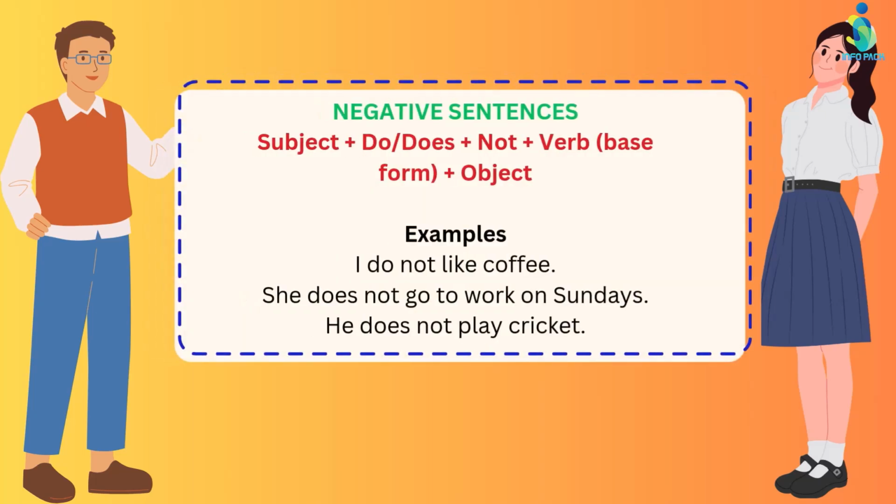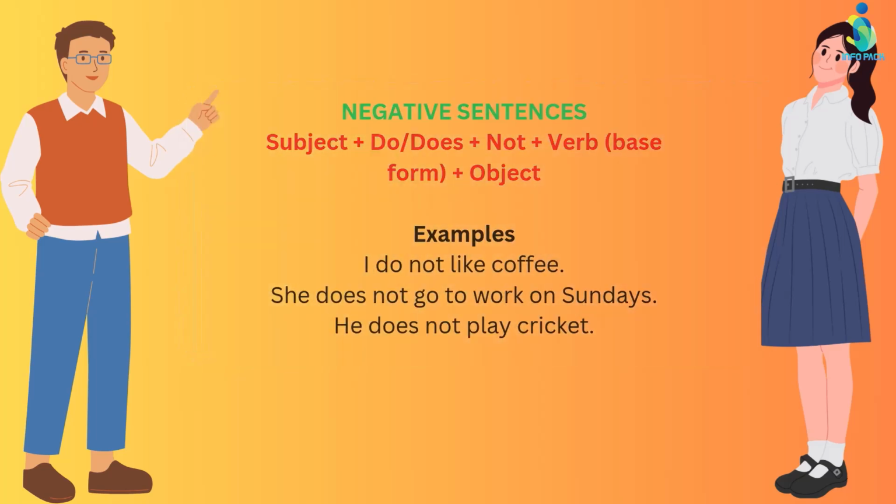Negative sentences: subject plus do or does plus not, plus verb base form, plus object. Examples are, I do not like coffee. She does not go to work on Sundays. He does not play cricket.